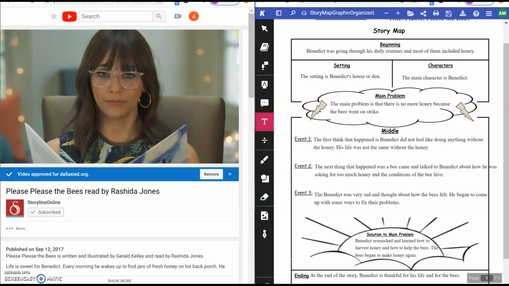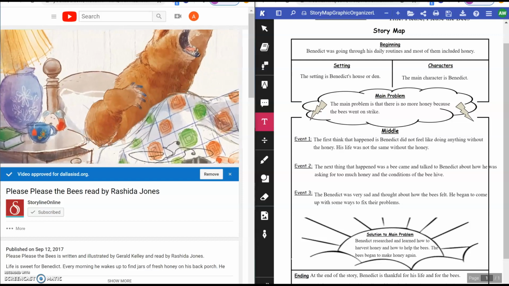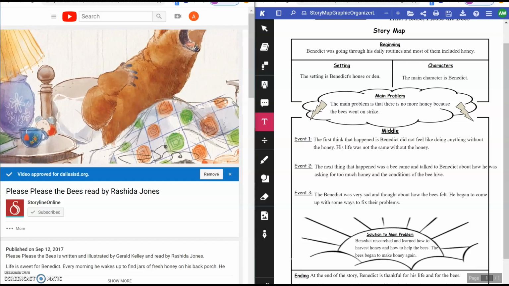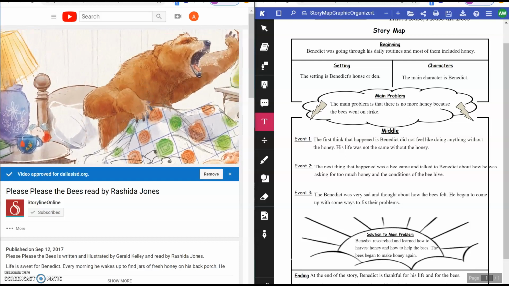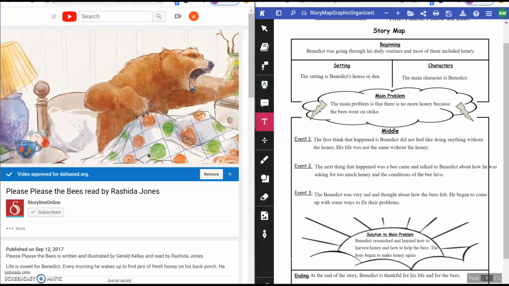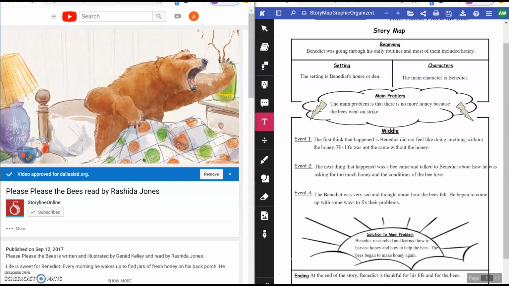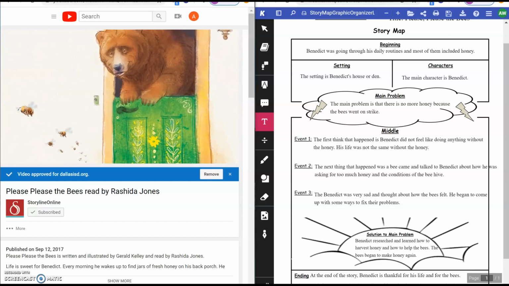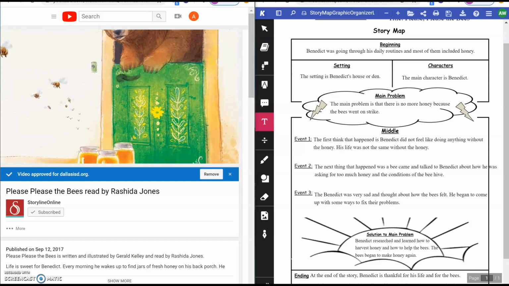Benedict was a creature of habit. He liked to do the same thing every day. Every morning he woke up at the same time. Every morning he stretched, he scratched, he yawned a great yawn. Every morning the bees delivered 3 jars full of honey.